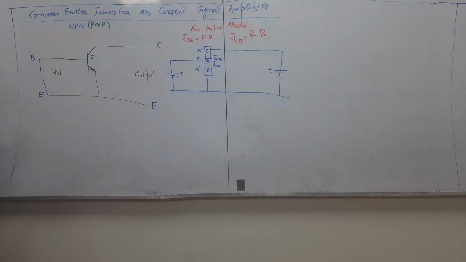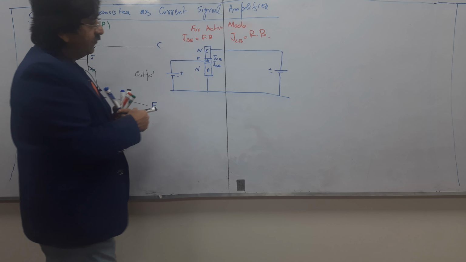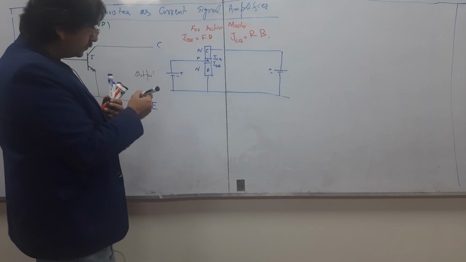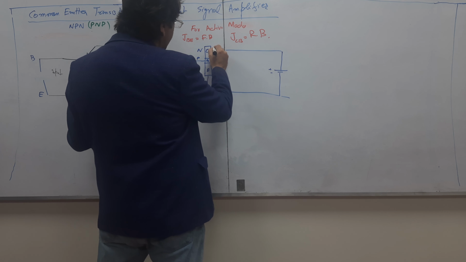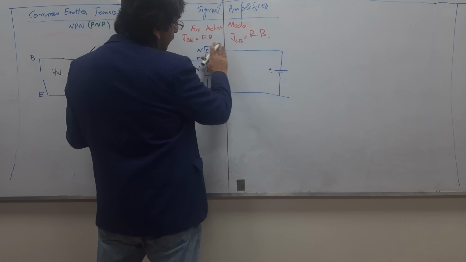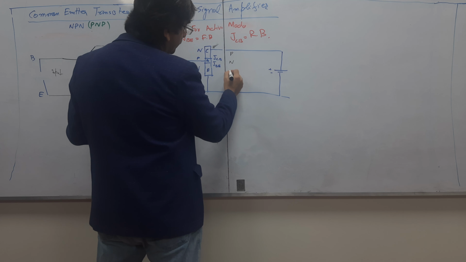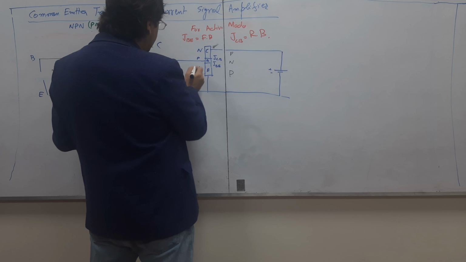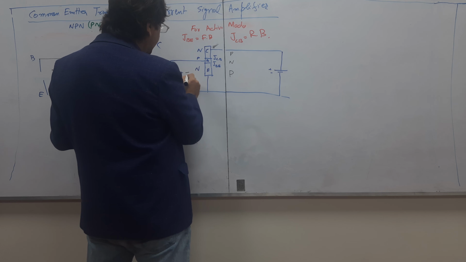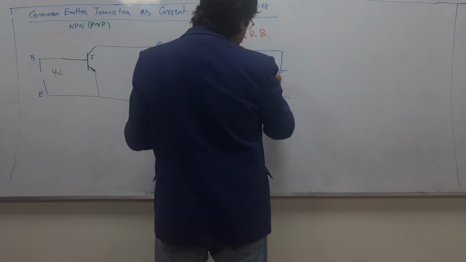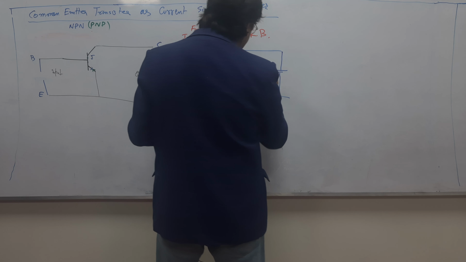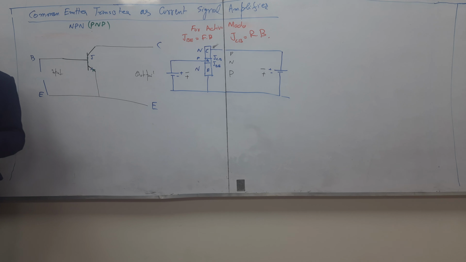So these are two circuits. This is for NPN, and for PNP, if this is a PNP, then this will be minus, this will be plus, and this will be minus, this will be plus. So this will be reversed. I have already explained it. What is the main reason of this?